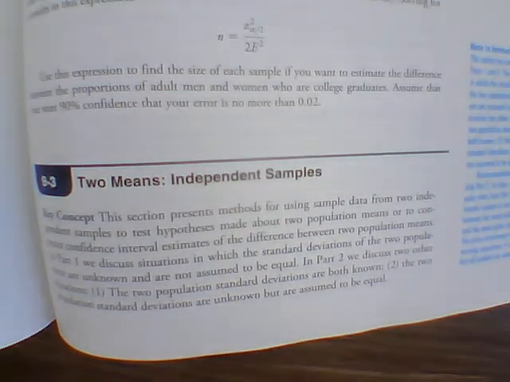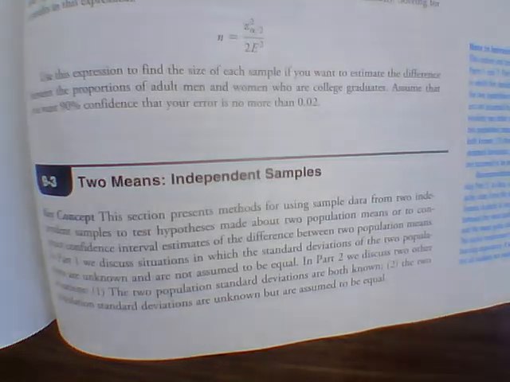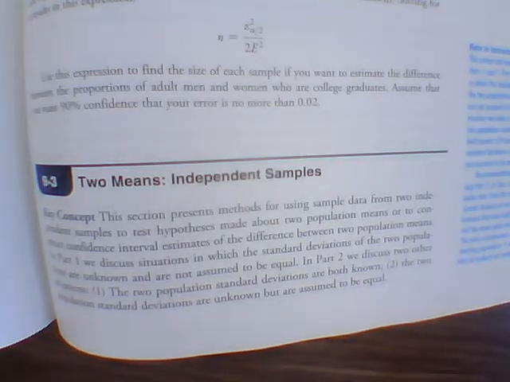Then we'll look at the other situation where we have two populations whose standard deviations are known, or the two population standard deviations are unknown, but we're going to assume that they're equal. So really we've got three different things going on in here.